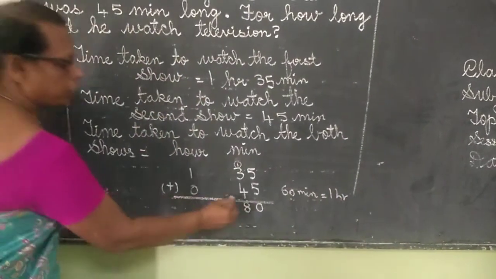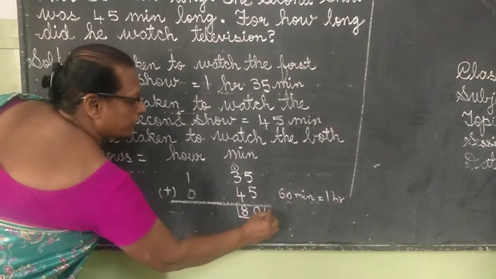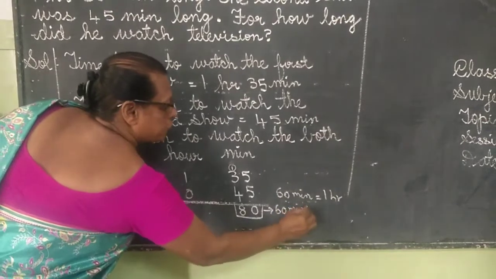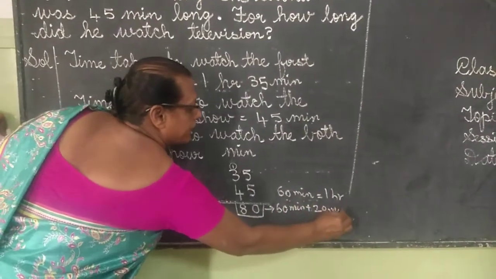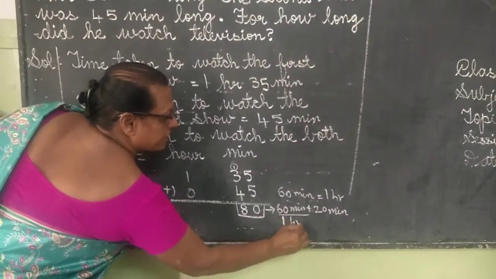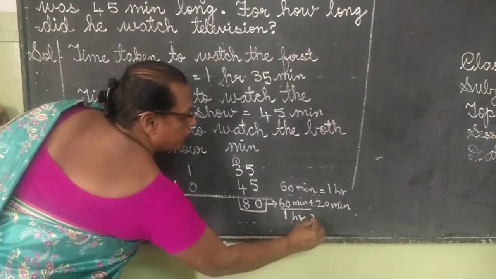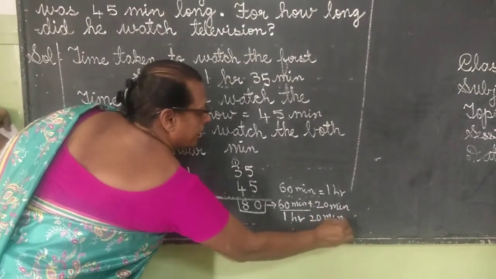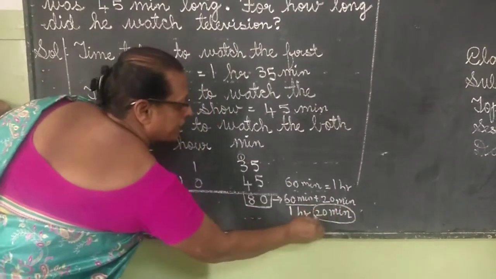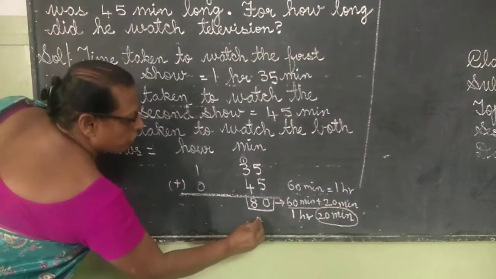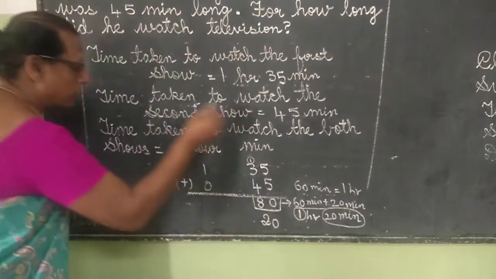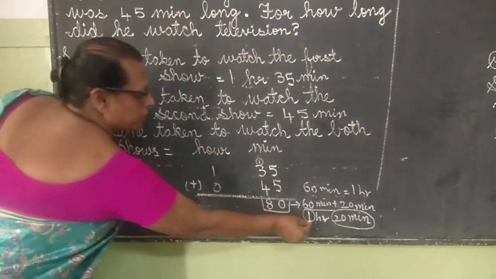So what you have to do, children? You have to split this 80. So what will come, children? 60 minutes plus 20 minutes. Isn't it, children? Yes. So 60 minutes means what, children? 1 hour. So while writing in the minutes column, what do you have to write? You have to write only this 20 minutes. You should not write this hour. So you have to write 20 here, and this 1 hour, what you have to do, children? You have to bring this 1 hour up here.